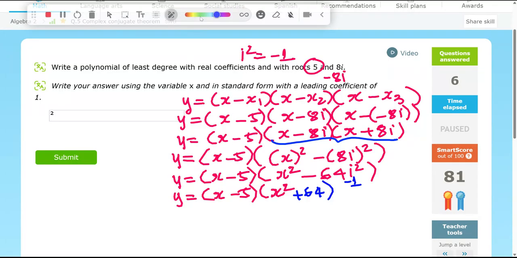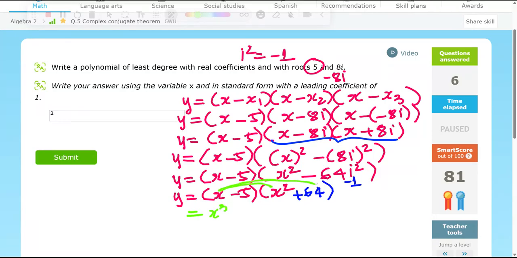Okay? So now take a look over here. x times x squared. So that becomes x cubed. x times 64 becomes 64x. All right? And then here we go. Negative 5 times x squared becomes negative 5x squared. And then negative 5 times 64 should be negative 320.